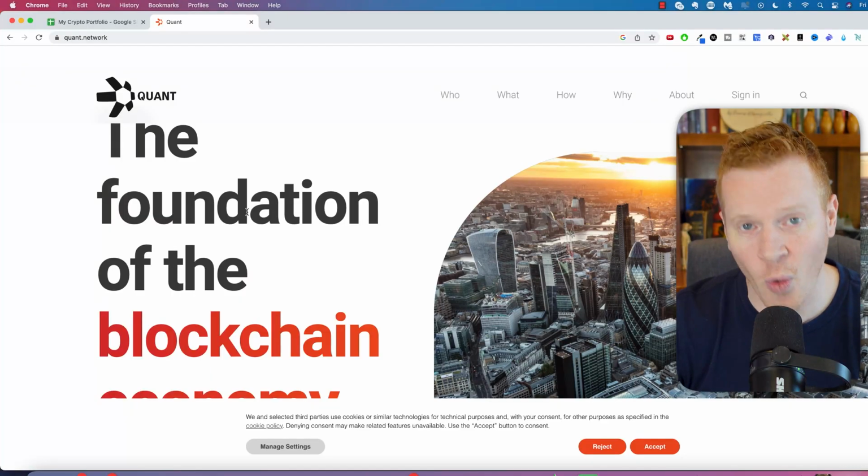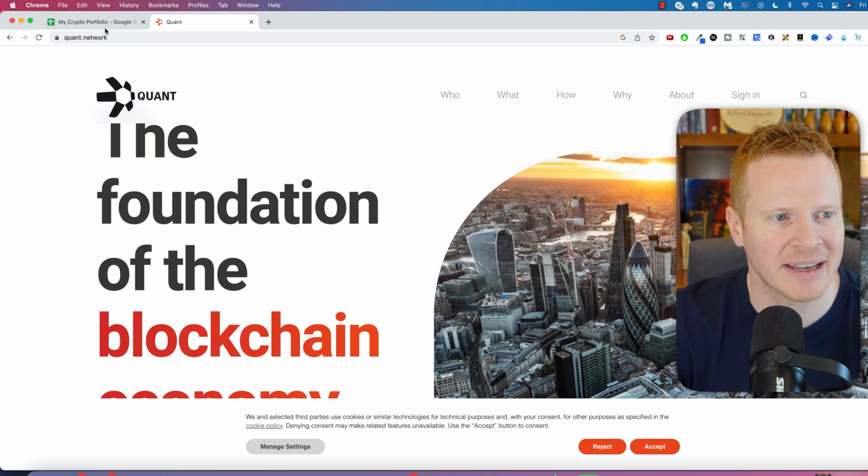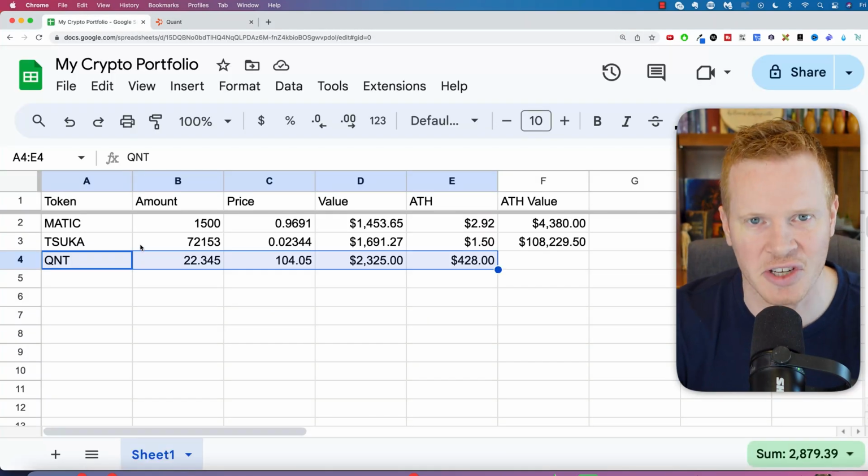So Quant is working on putting these chains together and creating M apps, multi-chain apps, to connect the chains together. They're currently partnered with Oracle, which is one of the biggest technology companies in the world. Again, that partnership I'm excited about, and I just love the technology, what they're trying to do.